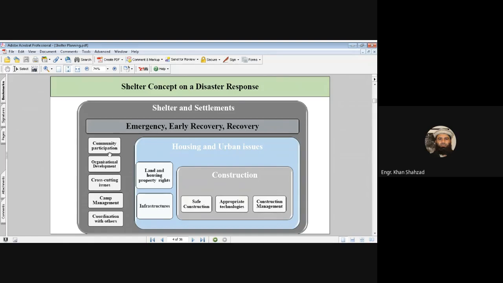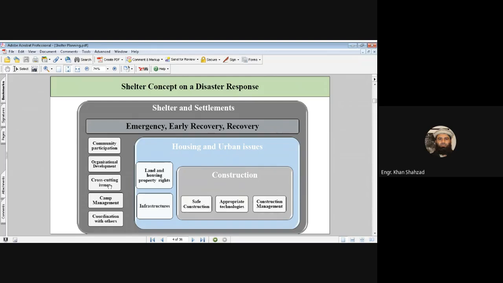So community participation is the most important, because without community participation, you can't handle the disasters properly. Then organizational development is also very important, so that all the organizations which are involved in providing these shelters, or are helping in the emergency response, are the most important.